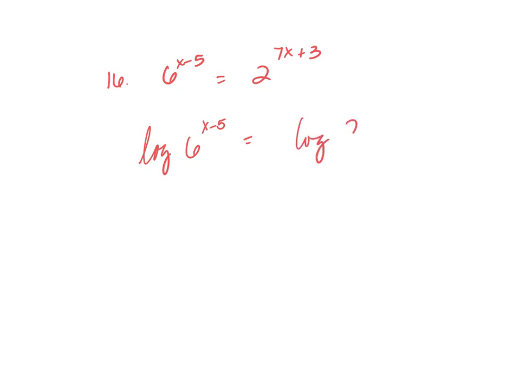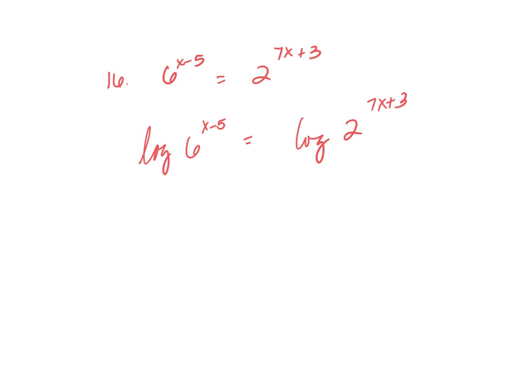Let's look at number 16 on that first page. It's 6 to the x minus 5 equals 2 to the 7x plus 3. There is no way to make a 6 exponential, right? So in this case, this is the hardest kind, the kind that have an exponent on both sides. You're going to do log of 6 to the x minus 5 equals log of 2 to the 7x plus 3. We have variables in the exponent. We're going to need logs on both sides, okay?